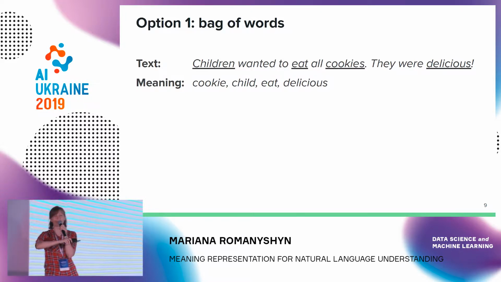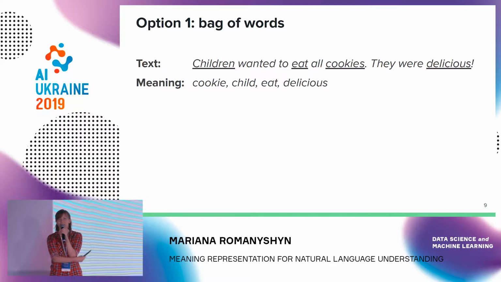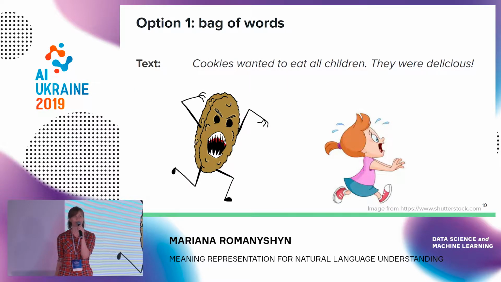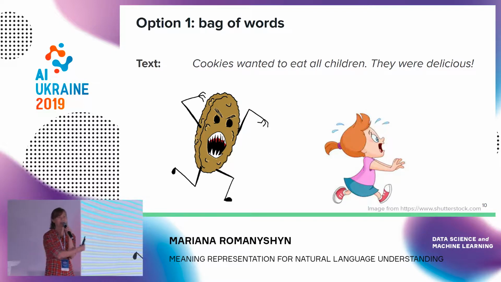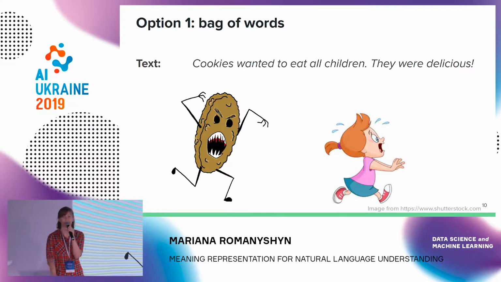So you people are right, because if we are solving a task of topic modeling or a task of text classification by topic, this bag of words, important words in the text, does represent the meaning of the sentence. It's not sufficient for other NLP tasks, because if I switch the words in the sentence, and now we have cookies wanted to eat all children, and they were delicious, right? So the meaning of the text changes, but the topic of the text stays the same. So it all depends on what task in NLP you're solving.